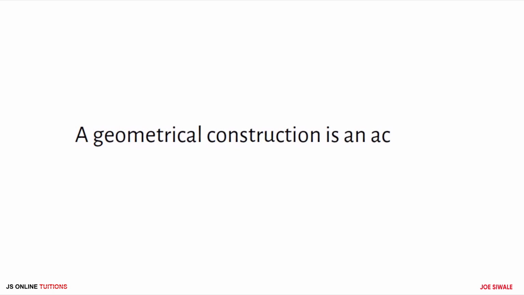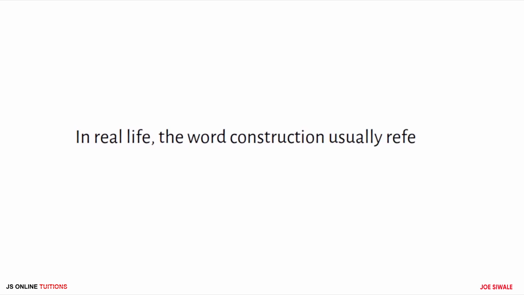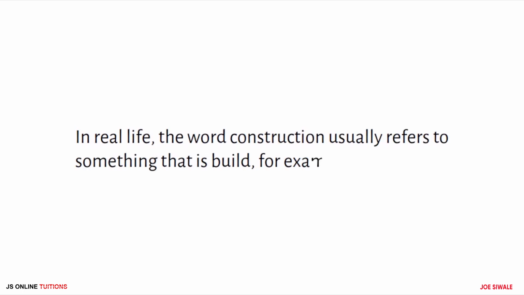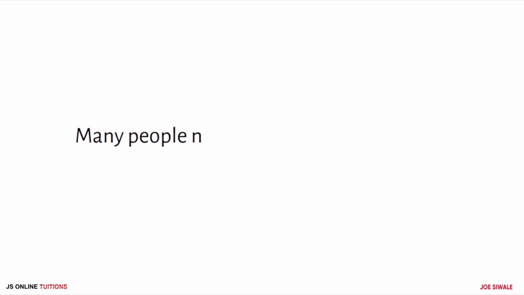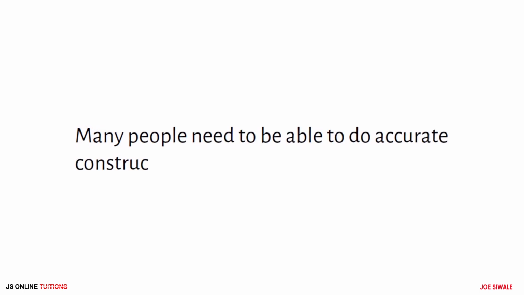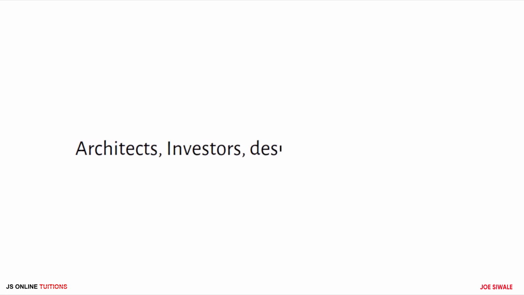A geometrical construction is an accurate drawing using geometrical instruments. In real life, the word construction usually refers to something that is built, for example, a building, a road, or a bridge. Many people need to be able to do accurate mathematical construction in real life. This includes architects, investors, designers, and engineers. Let us now look at the topic further.